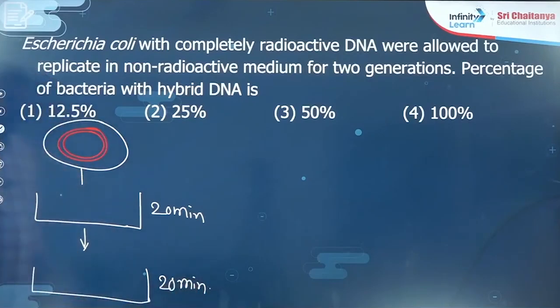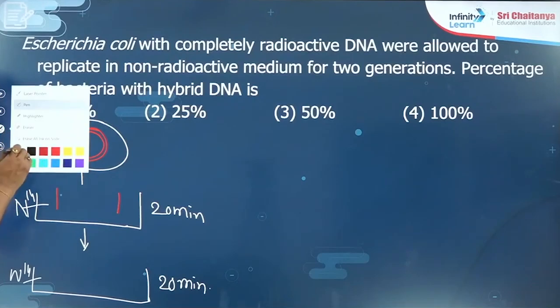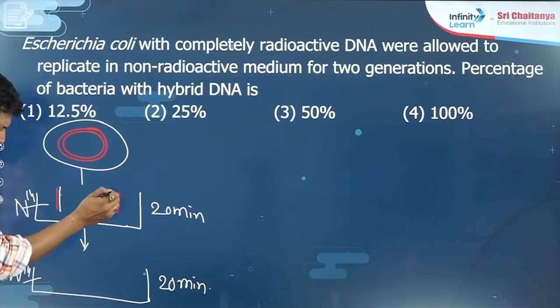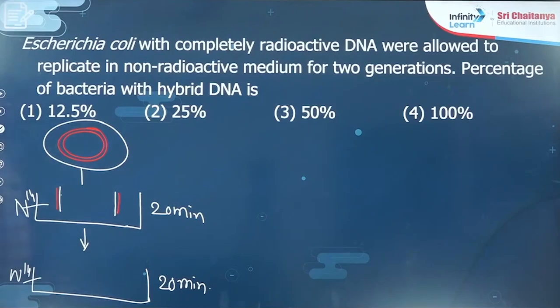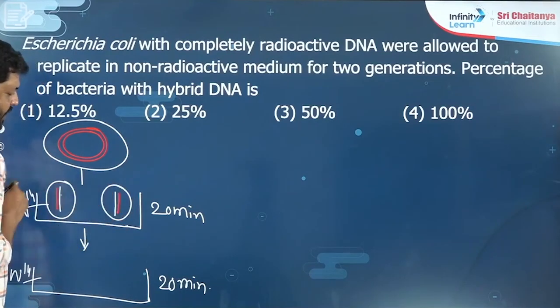Was it clear? Here it is given as N14, normal nitrogen, not heavy nitrogen. So first generation, have a look: after 20 minutes the 2 DNA strands will be separated. I would call N14 as white color DNA. After 20 minutes, both bacterial cells will have hybrid DNA.